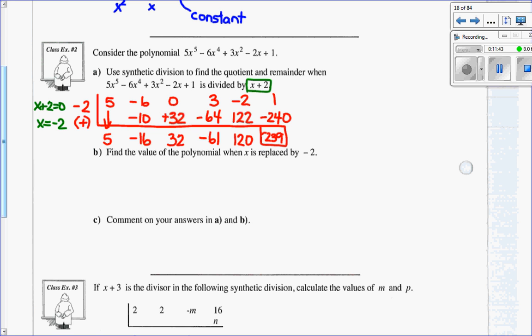Okay, so my quotient would be, and I have to remember that this will be my constant, so then this will be x squared, x cubed, x to the 4th. So my quotient is 5x to the 4th minus 16x cubed plus 32x squared minus 61x plus 120. And my remainder, so this is my quotient, and my remainder is negative 239.